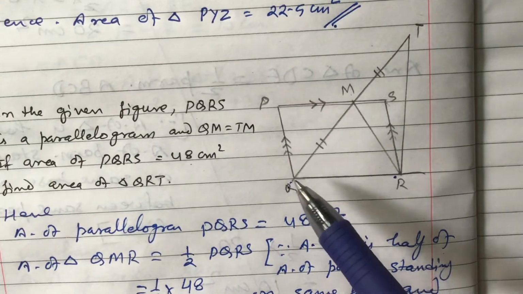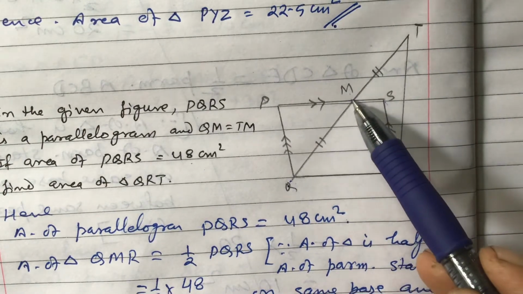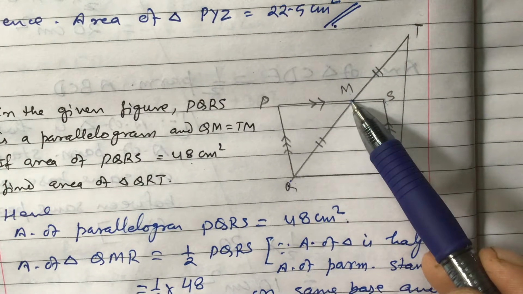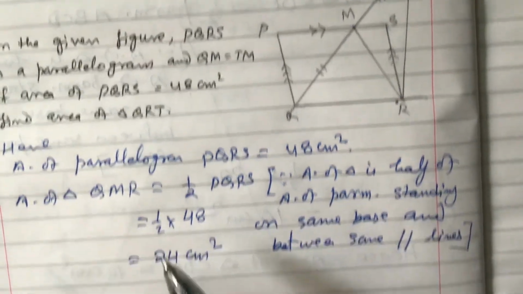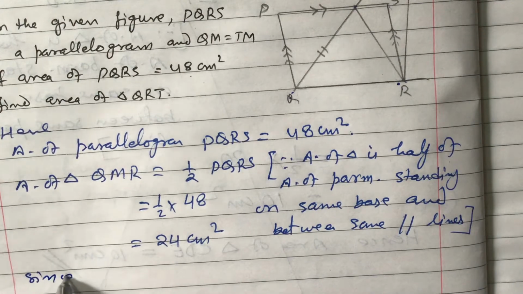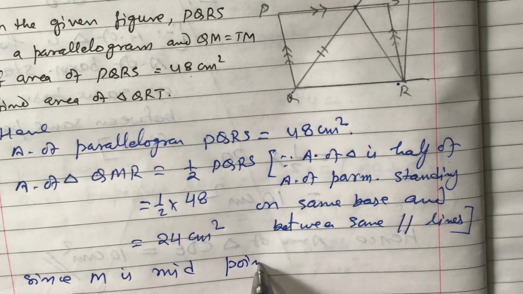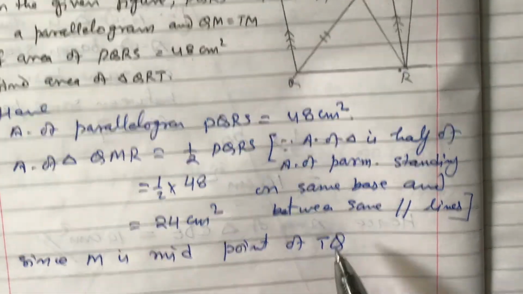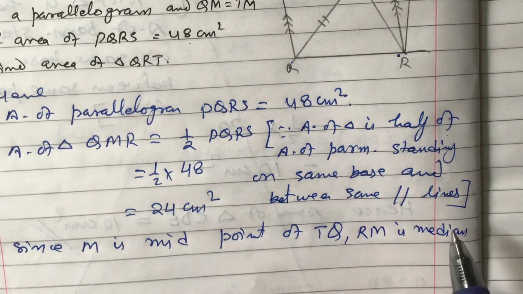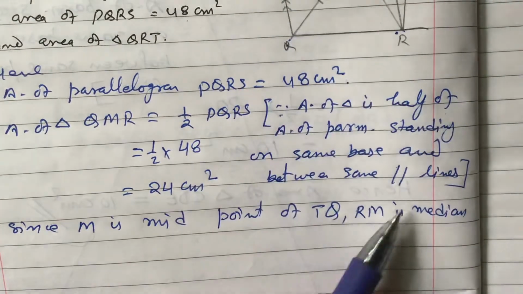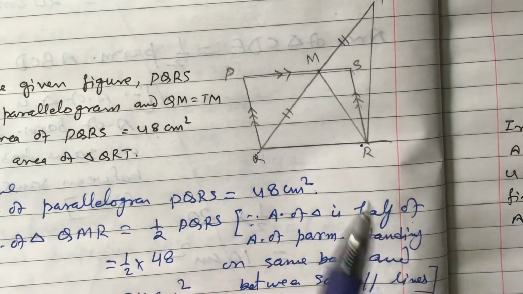This means, look at here, area of QMR is 24. This much is 24. Now, since M is midpoint, this RM is median. So median bisects the triangle into equal areas. So we can find this now. Since M is midpoint of TQ, RM is median. So if RM is median, this RM bisects this triangle QRT into equal areas.